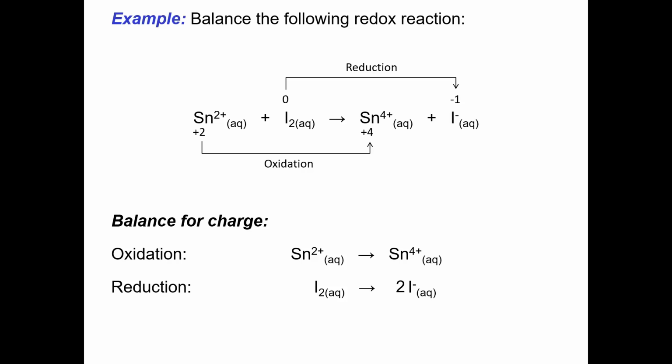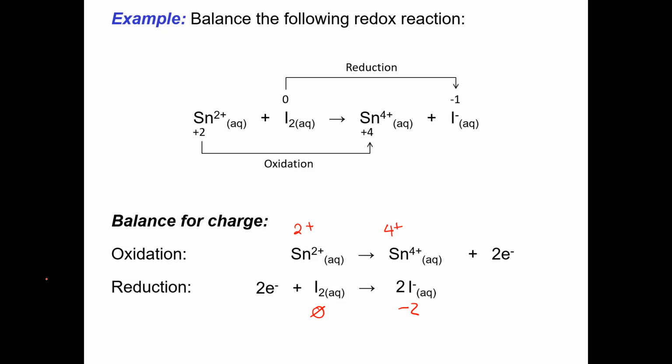Now I have to balance for charge, and to do that I'm going to add electrons to the more positive side of each equation. So we've got a +2 charge on the left for my first one, and a +4 on the right for my second one. So I'm going to add in 2 electrons to the more positive side. In my second equation, I have no charge on the left, and I have -2 on the right. So I'm going to add in 2 electrons to get that to balance. So now we're balanced for both mass and charge.